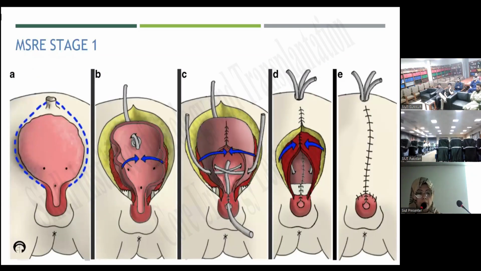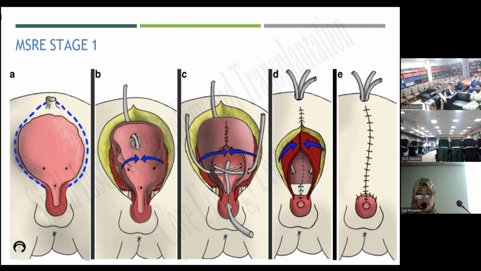Okay, this is the pictorial representation of the stage one modern staged repair of the exstrophy, and it includes the primary closure of the bladder and the abdominal wall defect in the patient with the EEC. Initially, the incision is given following the bladder template, proximally involving the umbilicus, and distally it extends up to the mid shaft in the boys and up to the vaginal os in the female child.